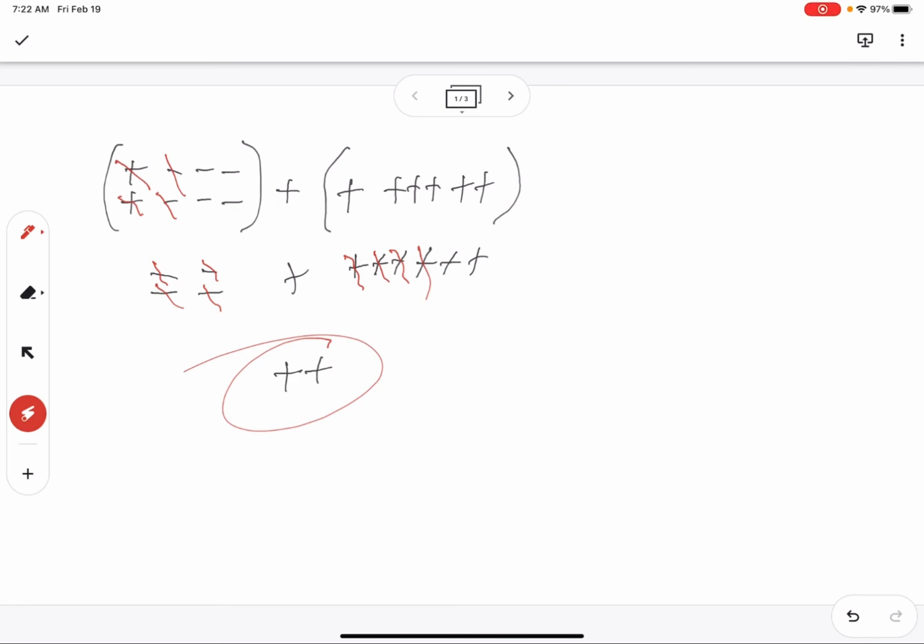Okay? So now I want you to go and do number 7 and see if you can do that one. And then please check with the teacher to make sure you did it right. Okay?